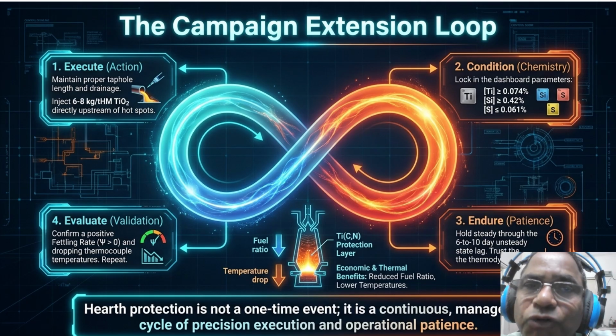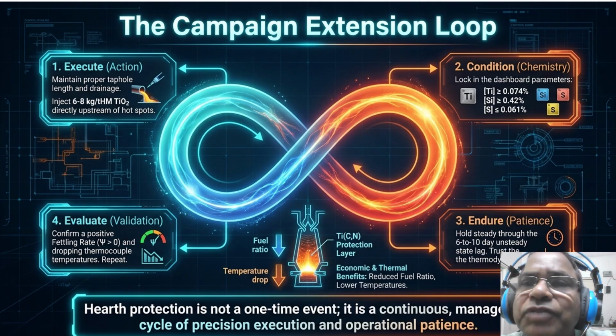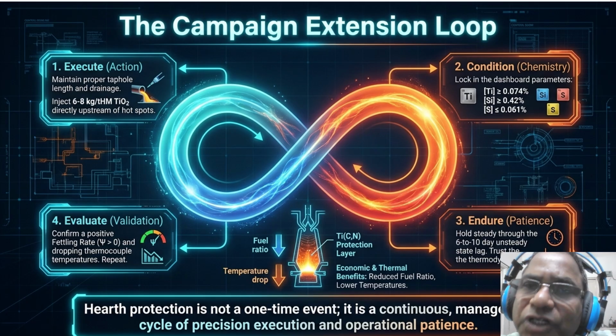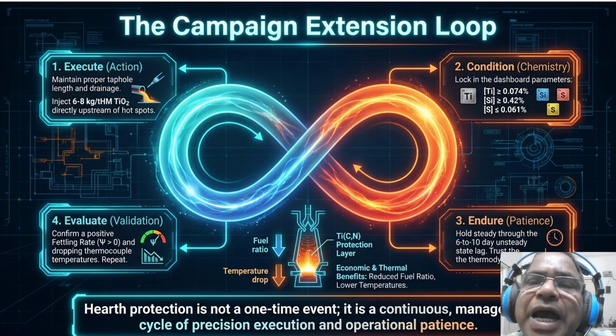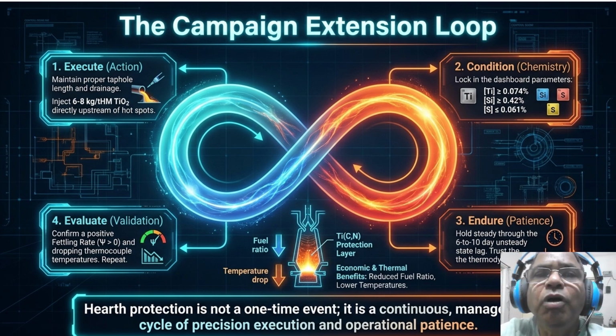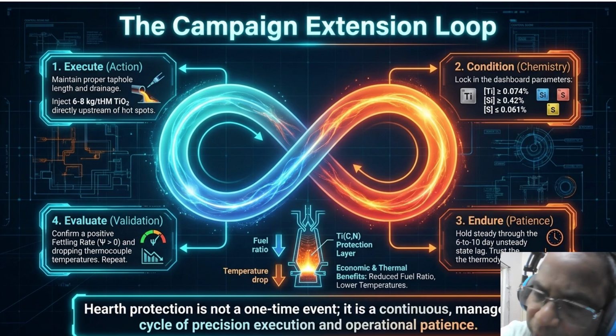And finally step 4, which is evaluation. Confirm a positive fettling rate and dropping temperature. If the shield is active, repeat the loop. This cycle reduces your fuel ratio, lowers your temperature, and extends your campaign life by years. At 10,000 TPD, this loop is the difference between a catastrophic breakout and a record-breaking campaign. So let's go to work and apply it in order to find out the effect.